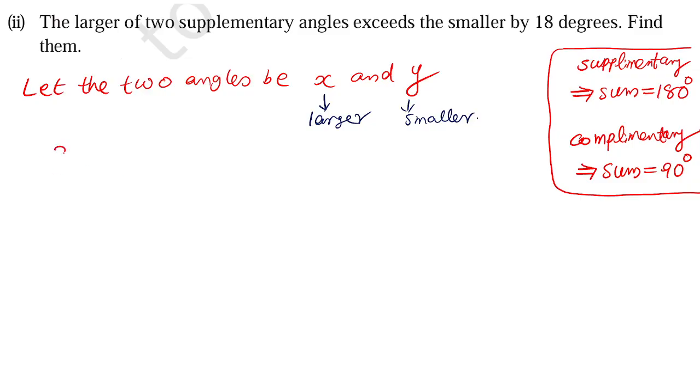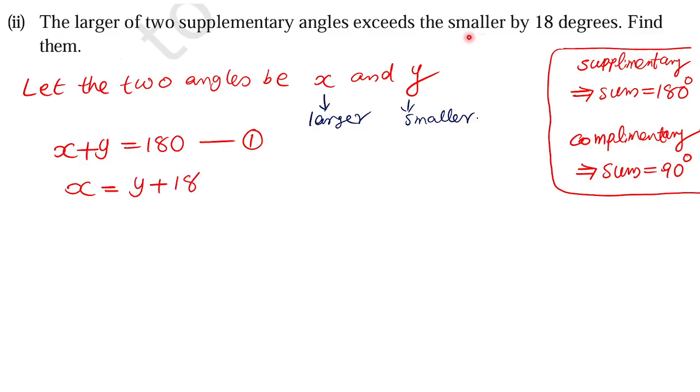So remember, the first step must be this: x plus y equal to 180 degrees. Since they are supplementary, x plus y will be 180 degrees. Never forget it. If the question says complementary, x plus y will be 90. And the next condition is the larger one exceeds the smaller one by 18. The larger one is equal to the smaller one plus 18.